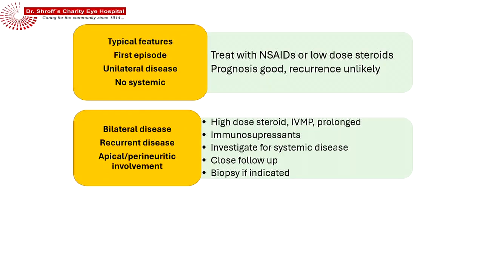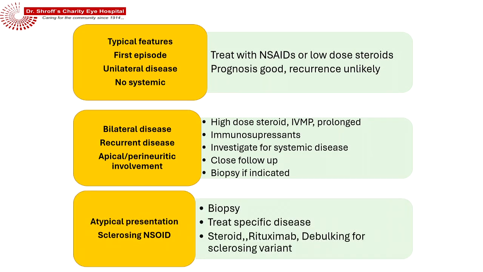Now, just to conclude, how do you approach an NSOID? If there are typical features, and it's the first episode of unilateral disease, we treat with NSAIDs or low-dose steroids. Prognosis is good and recurrence is unlikely. If it's a bilateral recurrent disease or any apical or perineuritic involvement, which are more significant, we tend to give high-dose steroid. Immunosuppressants might need to be added, and we investigate for systemic disease based on the biopsy finding, and close follow-up is indicated because we know there can be recurrence.